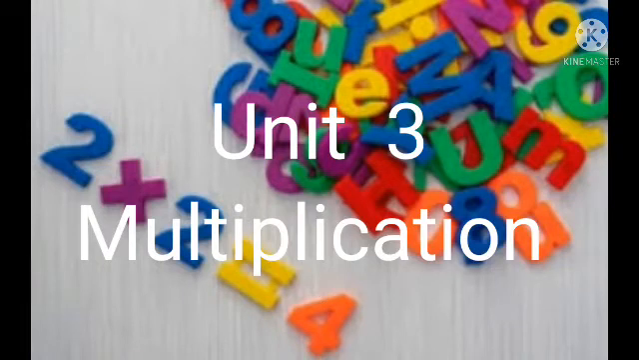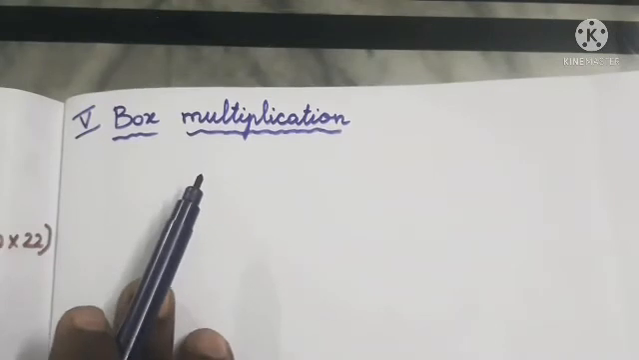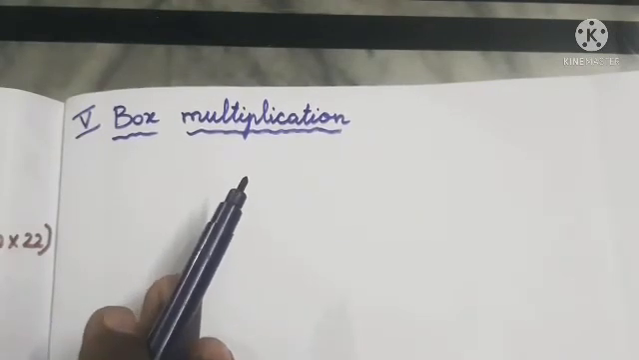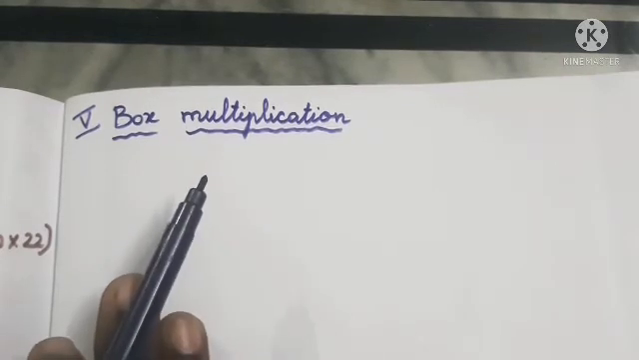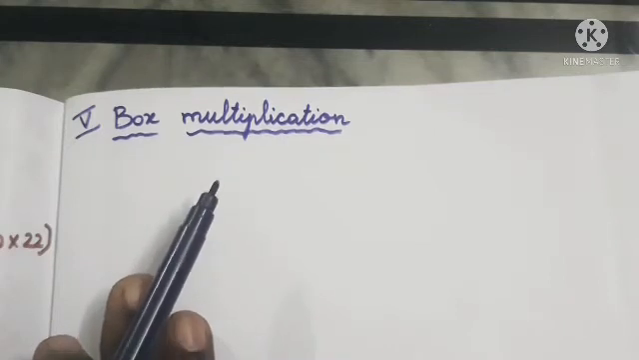And today we are going to see multiplication by the box method. Okay, this is also multiplication. Here we are going to use the box method. So let's start our class. In box multiplication we can break up both the numbers according to the place values and multiply. Both numbers, that is the multiplicand and the multiplier, we have to break it and we can multiply.